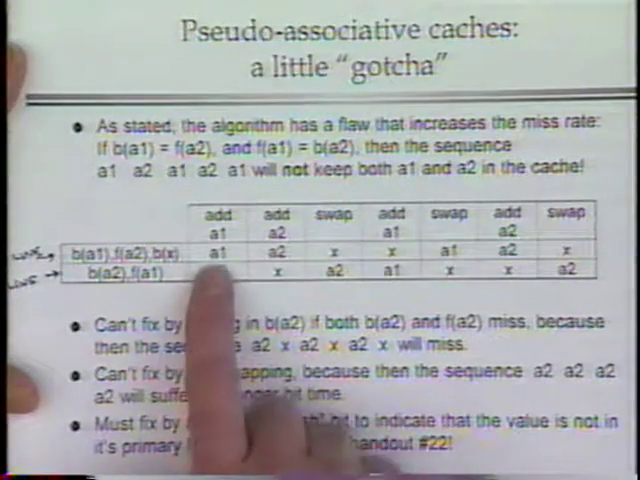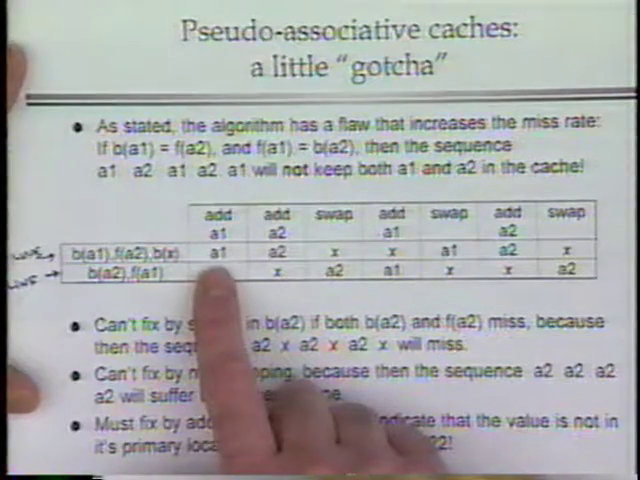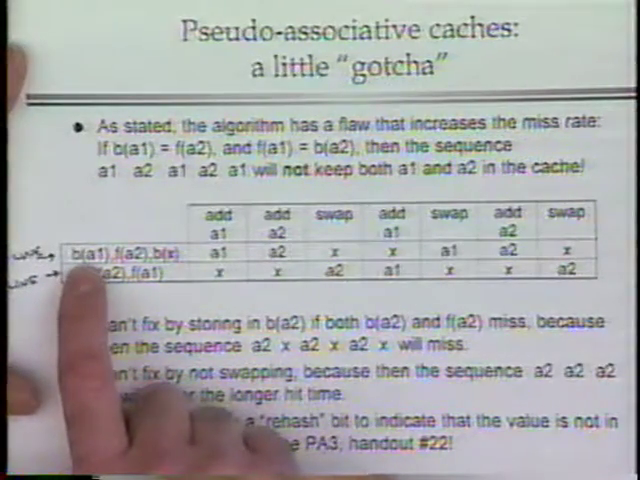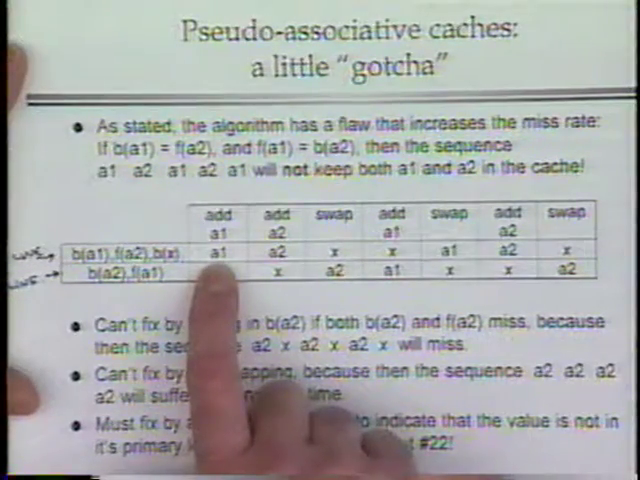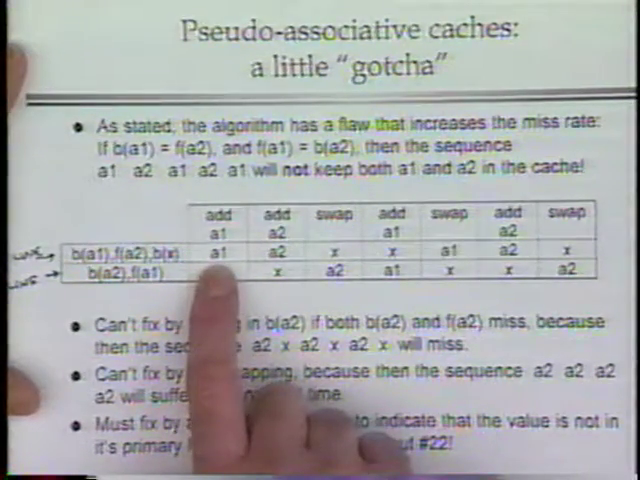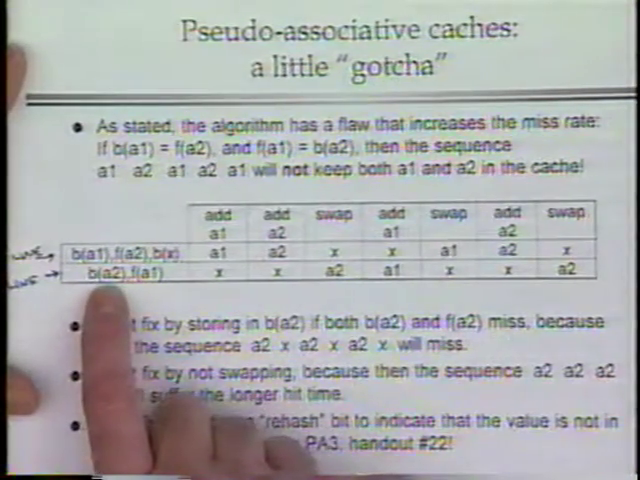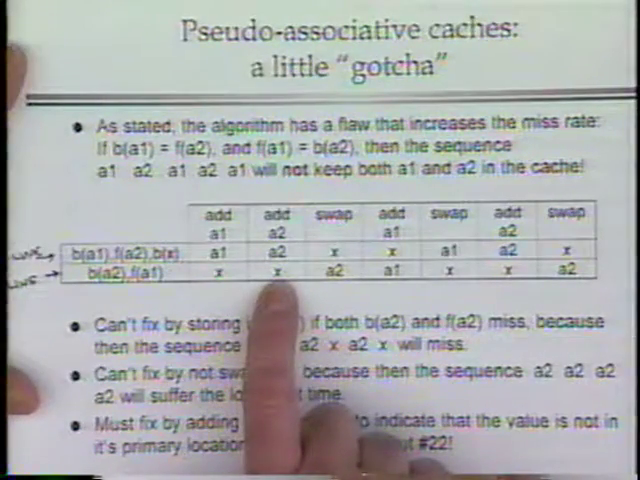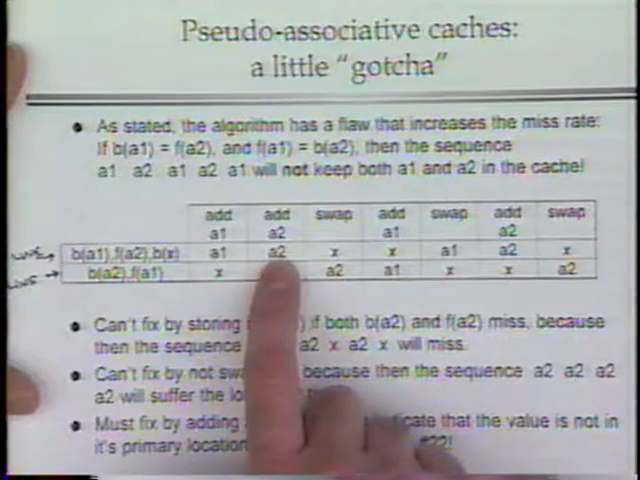What did I do wrong here? I'm sorry, we're adding A1. The first place to look for A1 is the first line, that's B of A1. So we look for A1, it's not there, we add it, and everything's fine. Now we want to add A2. The first place to look for A2, B of A2, is the second line. We look there, X is already there. Can't put it there. So we look at its alternate location, F of A2, which is the first line. It's not there, A1 is there, so we add it there.